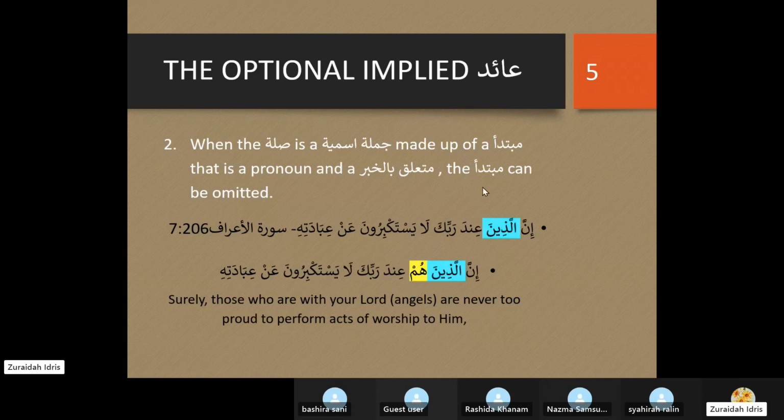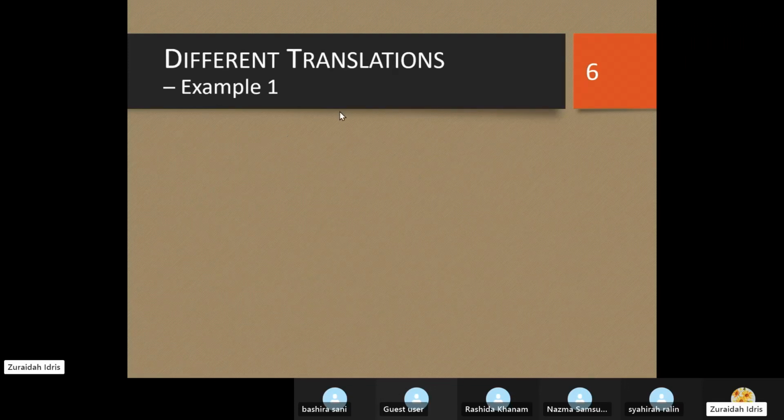I think, Brother Azim, as we go on, there are cases where you don't drop the a'id. It's there. So when we come across those examples, inshallah, I will highlight that. Okay. So what's the difference in translation?